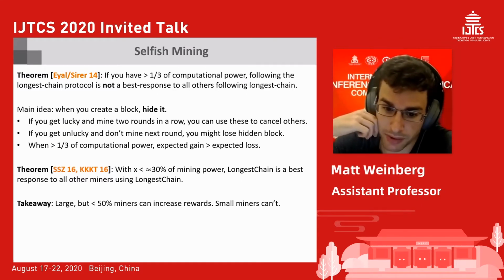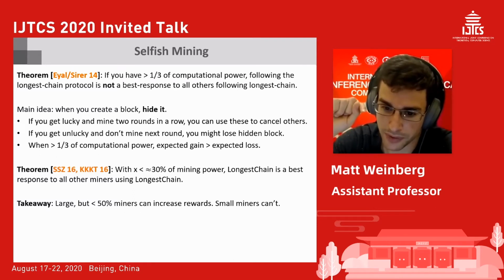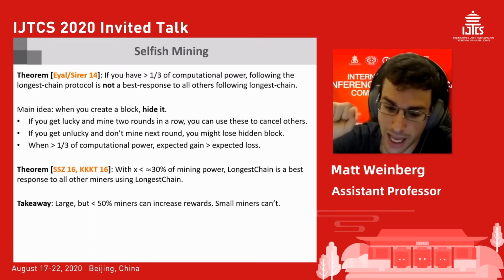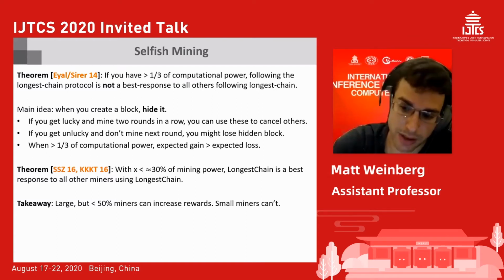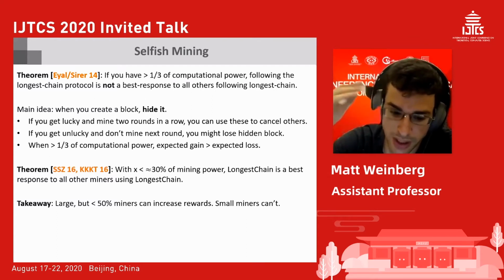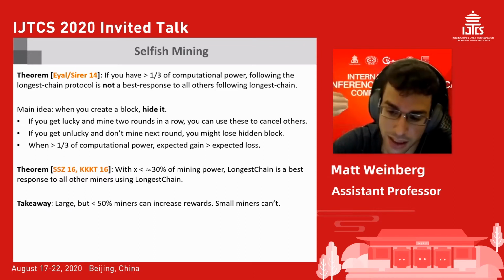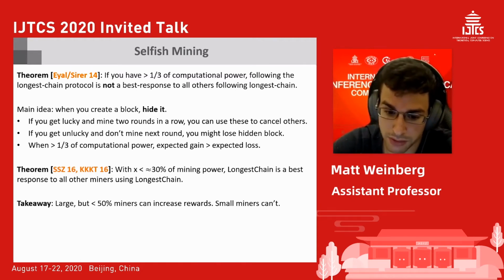Okay, but the other result that I want to mention, which is I think much less well known than selfish mining, is that in this same model, there's a theorem that says if you have less than 30% of the mining power, then longest chain actually is a best response to all other miners using longest chain. So it's a Nash equilibrium for everyone to use longest chain, as long as no one is too big. Okay, so what I would say is the takeaway from this is that in the Bitcoin model, so when there's proof of work, there's block rewards and no transaction fees, large miners, they don't have to be 50% miners, but large miners, more than 30%, can increase their rewards, but small miners can't. Okay, so it does mean that you need to be mindful of having large miners, but if you don't have large miners, then there's just nothing profitable they can do to deviate.